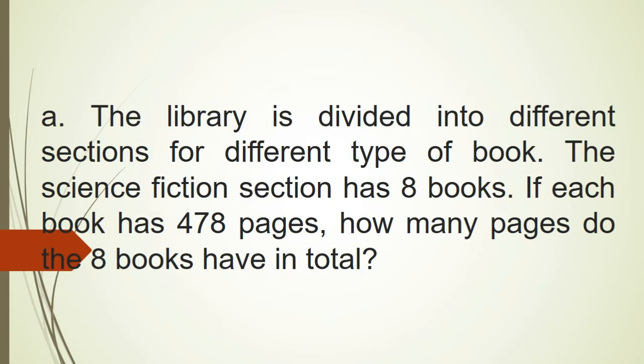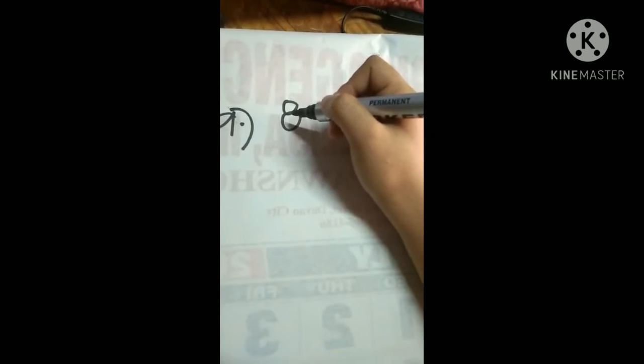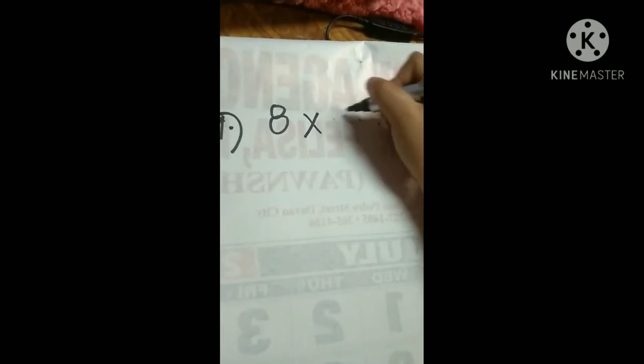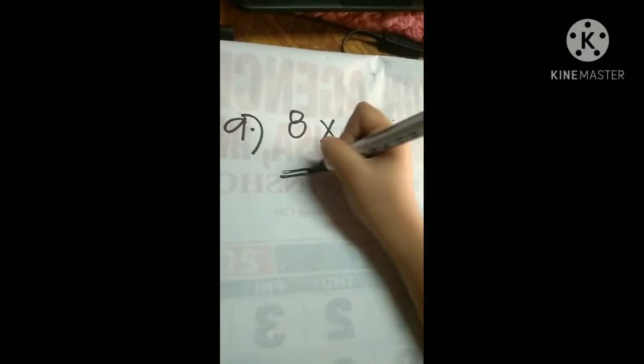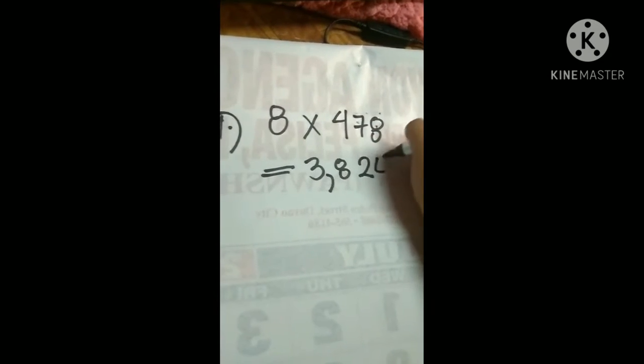Letter A. The library is divided into different sections for different types of books. The science fiction section has 8 books. If each book has 478 pages, how many pages do the 8 books have in total? So in this question, using multiplication, you will get the answer. So 8 times 478 equals 3,824.